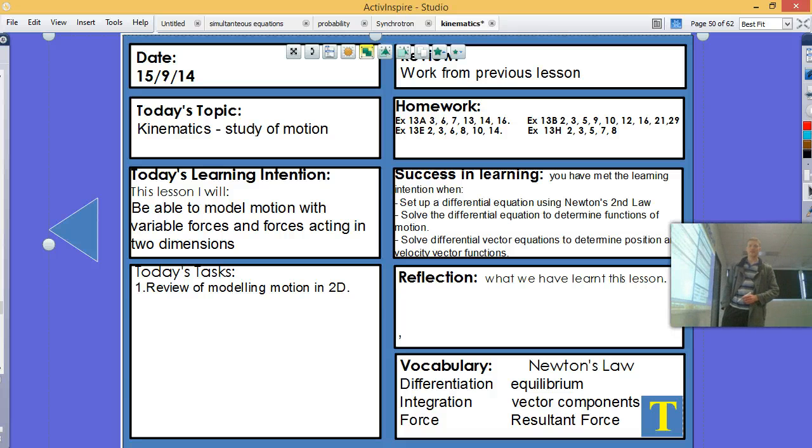Good evening, and we're back for more specialist maths. It's going to be extra special today. We're looking at modelling some motion with variable forces. So no one constant force, and it's going to depend on the motion itself. And then we're going to look at forces acting in two dimensions, not just straight lines, but other directions as well. We're going to use vectors to do that.